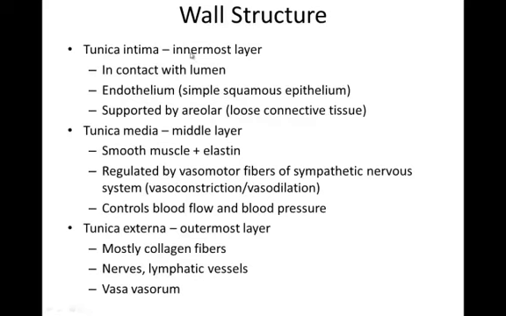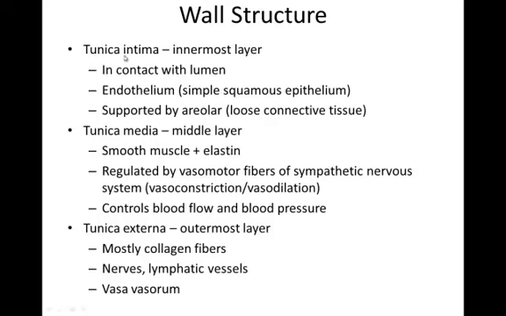Now, if we look at the structure of our arteries and our veins, and even our capillaries, we're going to have a certain wall structure. They're going to have an innermost layer, a middle layer, and an outermost layer, and those layers are called the tunica intima, the tunica media, and the tunica externa.